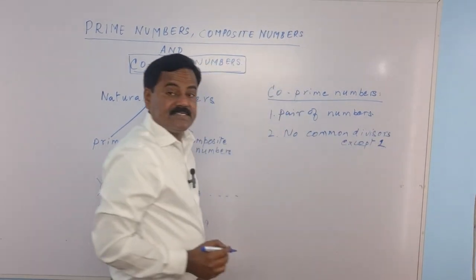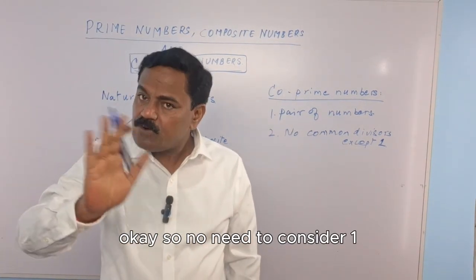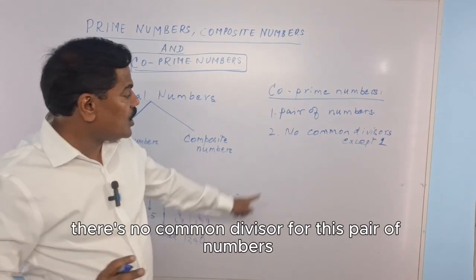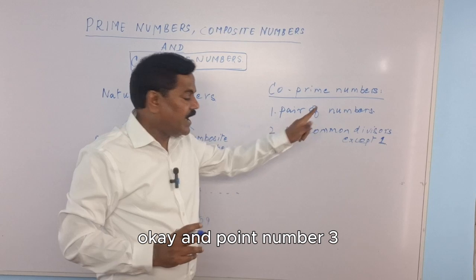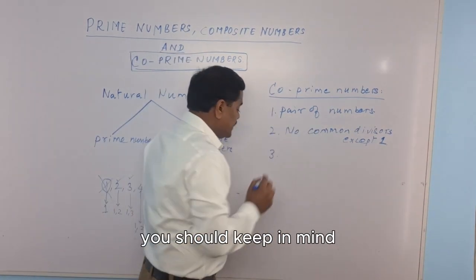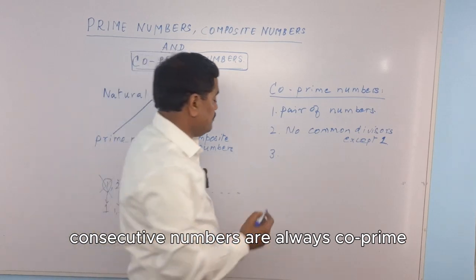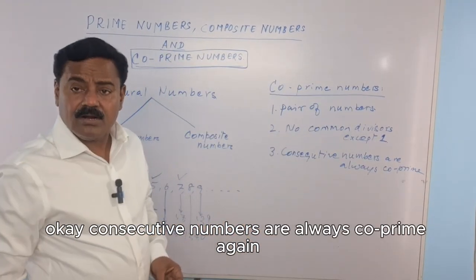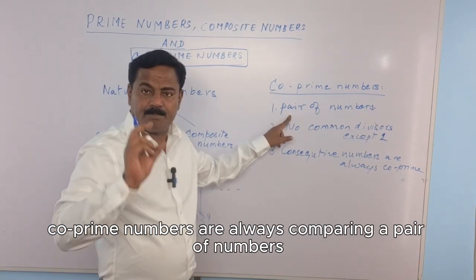See, 1 is the common divisor for all the numbers, so no need to consider 1, keep it aside. Apart from that 1, there's no common divisor for this pair of numbers. And point number 3, you should keep in mind, consecutive numbers are always co-prime. Again, co-prime numbers are always about comparing a pair of numbers.